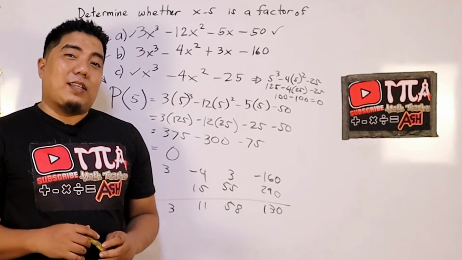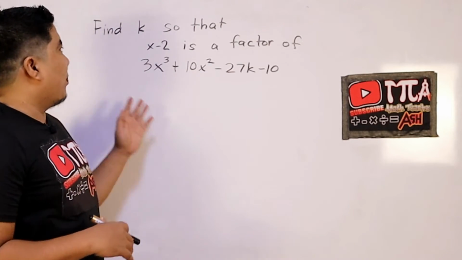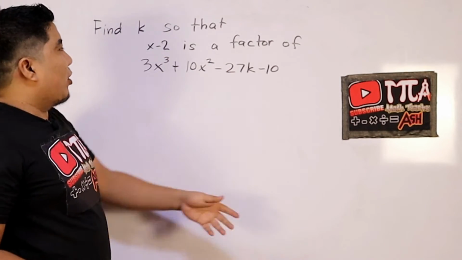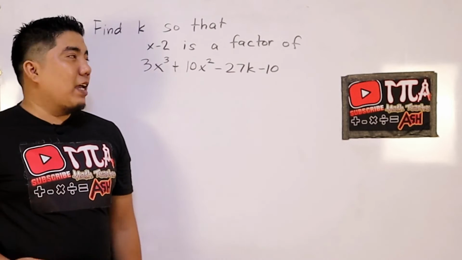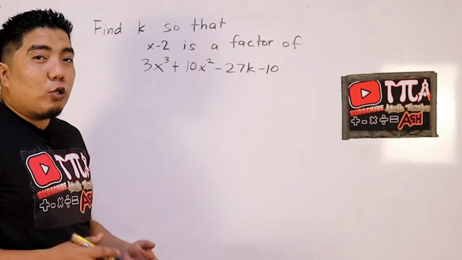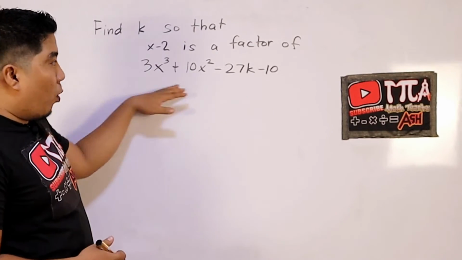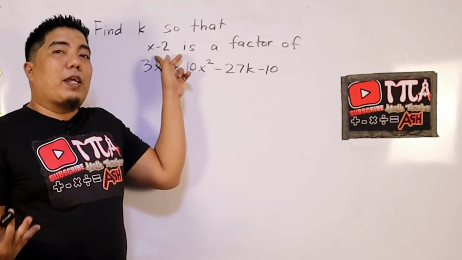Alright! Now, how about this second example? Okay, math learners, let's consider the second example. Find k so that x minus 2 is a factor of 3x cubed plus 10x squared minus 27k minus 10. So how do we solve for the value of k here? What should be the k in order for this whole polynomial to have a factor that is x minus 2?